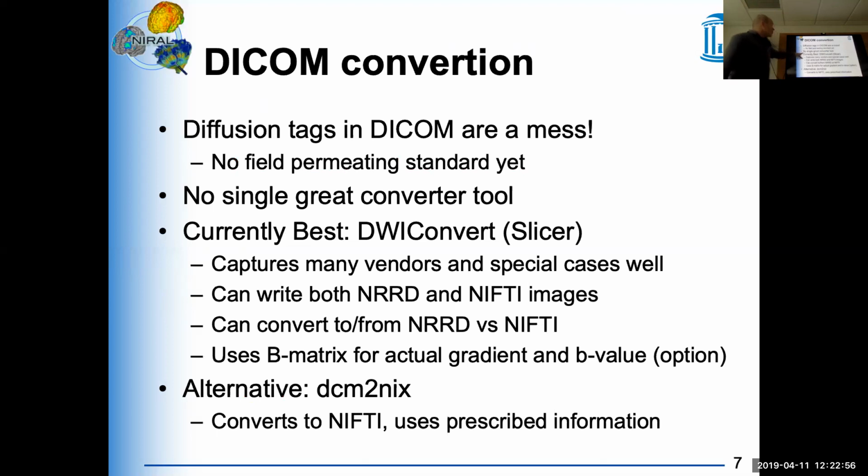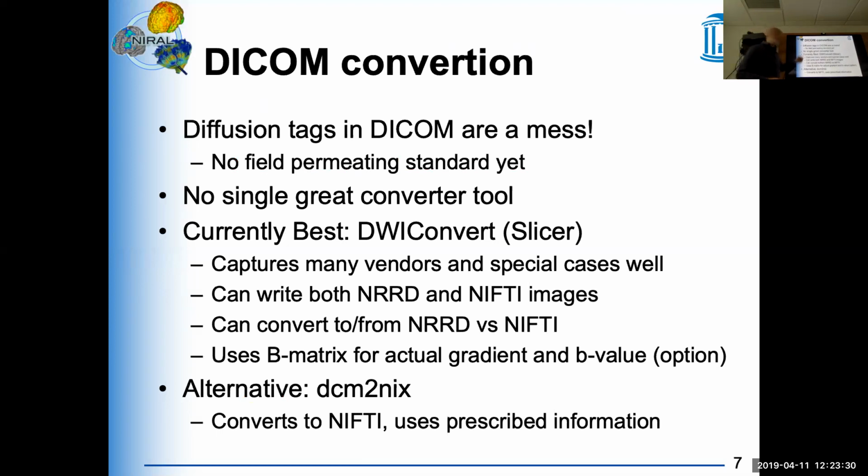There's not a single great tool, but there are two good tools that I can recommend. One is DWIConvert. It's in Slicer. I usually run it on the command line, but you can run it also in the Slicer GUI if you prefer that. I think it's the best one at the moment because it supports the most vendors, and it is an appropriate reflection of the measurement frame if the measurement frame is off from the patient coordinate system in the scanner. This can happen particularly with some Philips scanners.